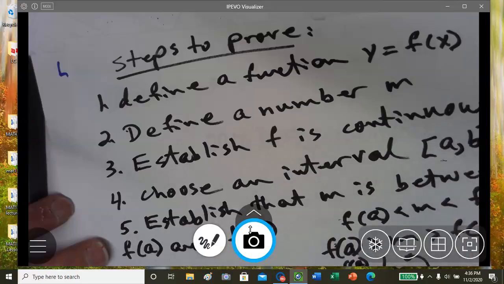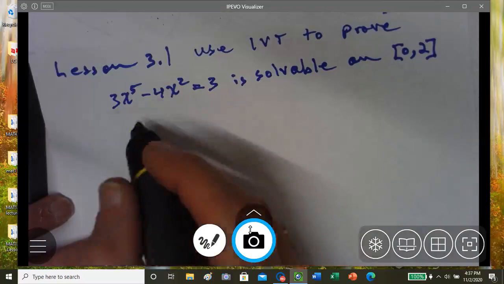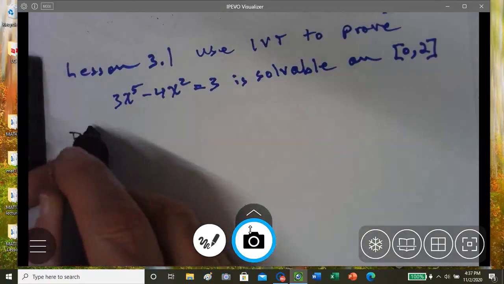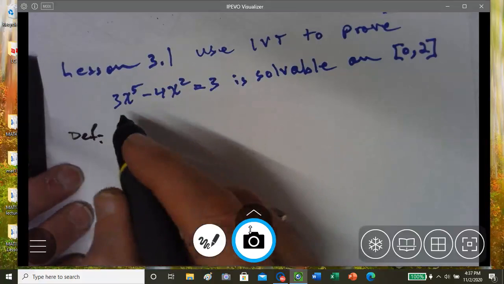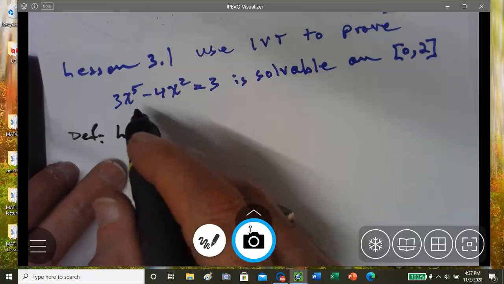And establish m between f(a) and f(b), where f(a) is less than m, less than f(b), or the other way around, f(a) is greater than m, greater than f(b). Okay, so we're going to define our parameters for our proof.